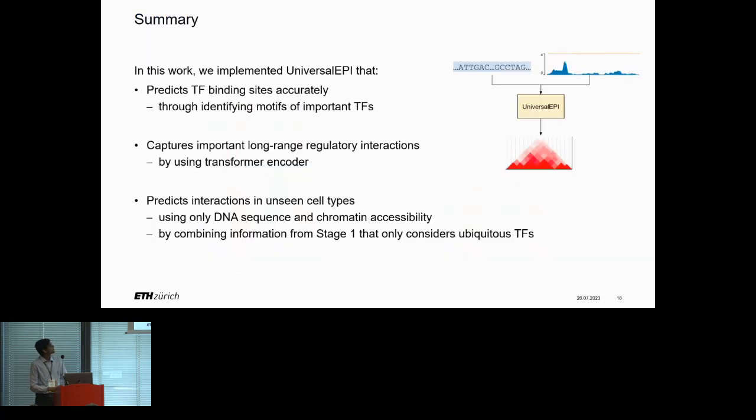To summarize, in this work, we implemented UniversalEPI, which can predict transcription factor binding sites accurately by identifying the motifs of different transcription factors. It can capture long-range regulatory interactions by using transformers to learn the context. And it can predict interactions across cell types, as we saw that there was very little drop in performance between the same cell type performance and across cell type. And this is majorly because we combine information from stage 1, which is not specific to any given cell type.